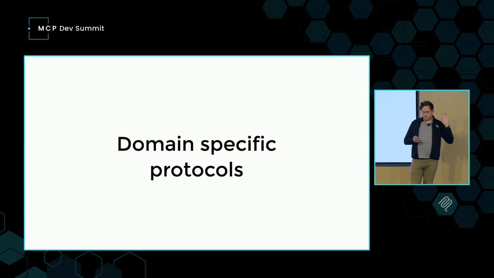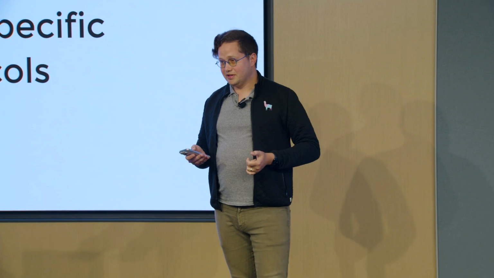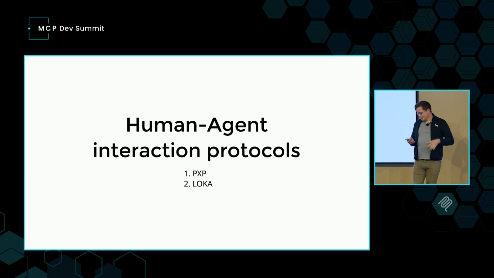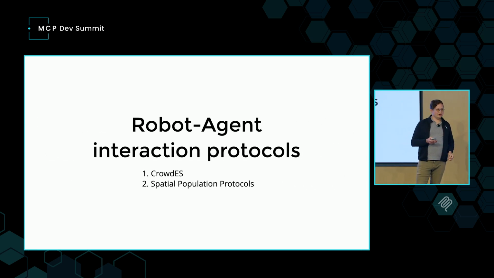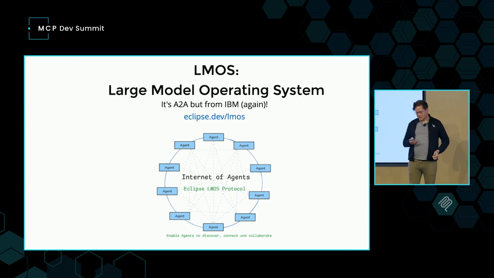Then there's a bunch of domain-specific protocols that are definitely inter-agent protocols, but not general purpose enough to really compete with MCP. I'm not even going to cover them because I have no time at all left. So there's human-agent interaction protocols. There's robot communication protocols. They're for agents to talk to robots.